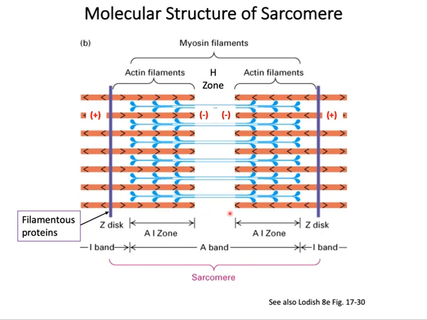Here is a diagram of a sarcomere showing the individual proteins. The Z disc is shown here in purple, and one sarcomere goes from one Z disc to another Z disc. Inside this sarcomere are actin filaments, which are shown in red. I want to point out the orientation of the actin filament. The plus end of the actin filament is interacting with the Z disc right here. The plus end is interacting with the Z disc, and the minus end is free here in the H zone.